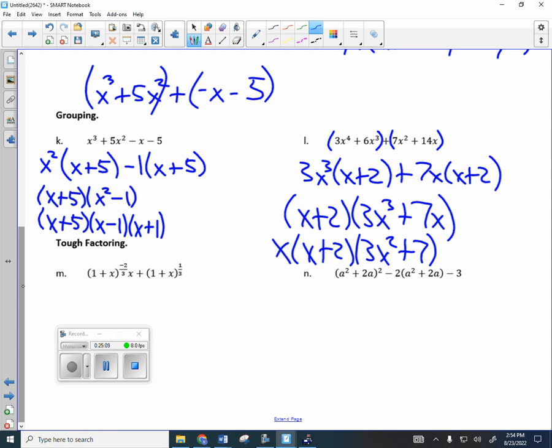If you're looking for a challenge, you could try the tougher factoring problems down here if you'd like. If you're a little bored tonight, you want to try something, give them a shot.